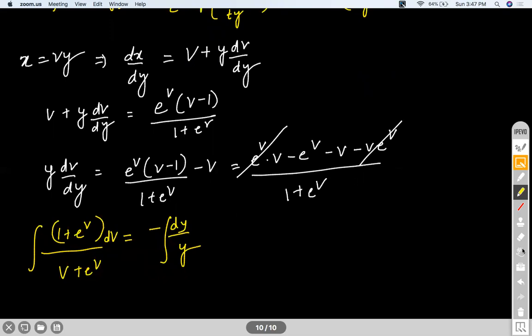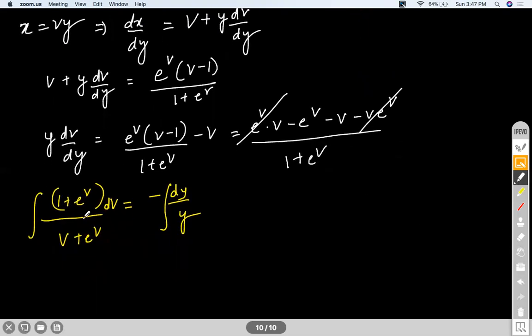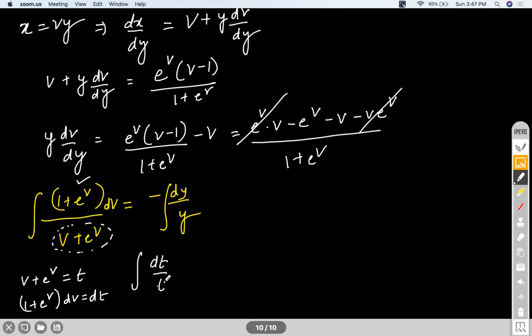Now both integrations are quite simple because if you see your left hand side, the derivative of this expression is actually your numerator, isn't it? So if you take v plus e^v as your t, then (1 + e^v) dv is your dt. Okay, so this is like integrating dt by t, and the same type of integration is on your right hand side as well. So this answer becomes very simple. ln t means ln(v + e^v) is equal to negative ln y.